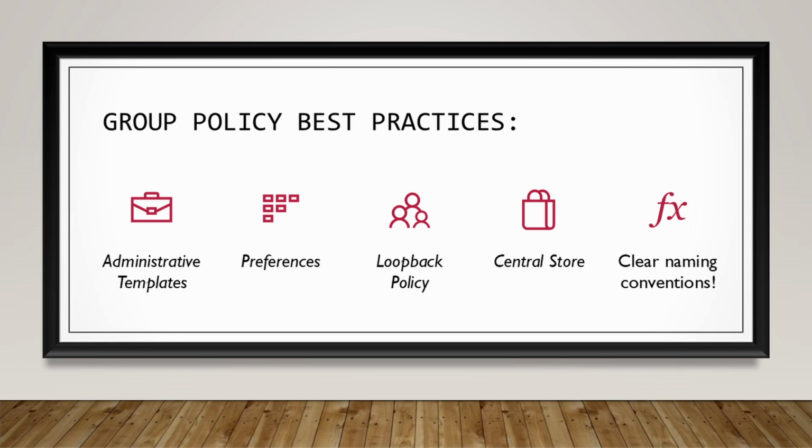So, let's wrap this up. Here are your group policy best practices. 1. Use administrative templates to lock down critical settings. 2. Go for preferences when you want to give users a bit more control. 3. Leverage the loopback policy for those special use cases. 4. Set up a central store to keep things consistent. 5. And please use clear naming conventions. Your future self will thank you. Follow these tips and you will be managing group policies like a pro in no time.